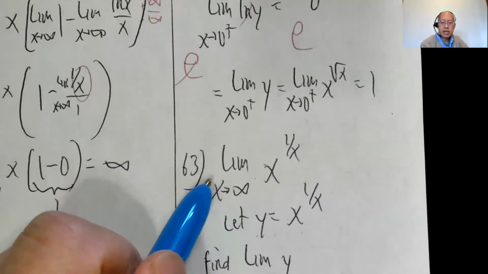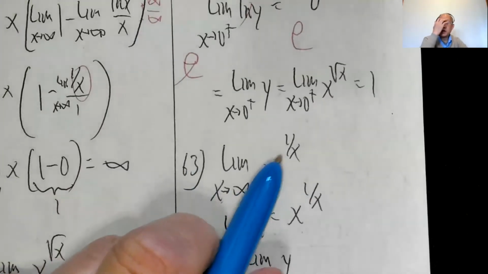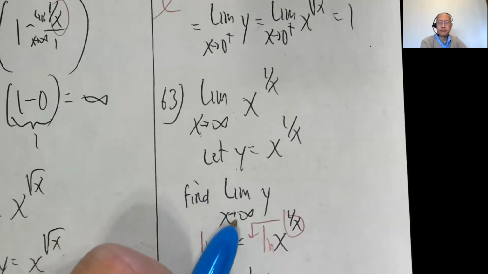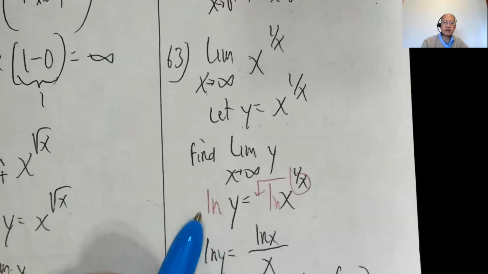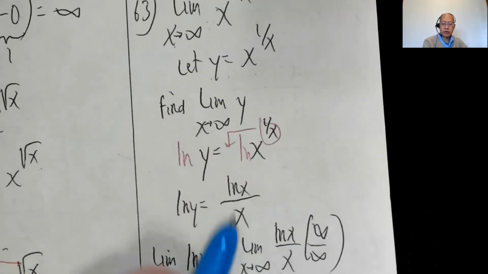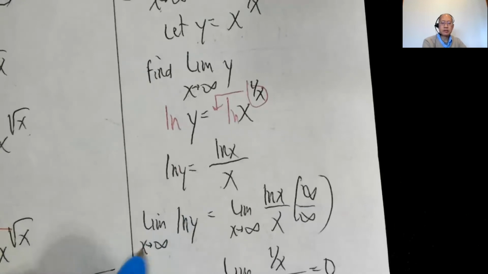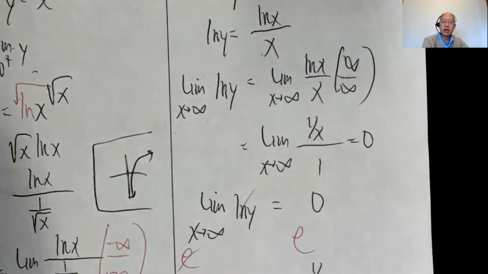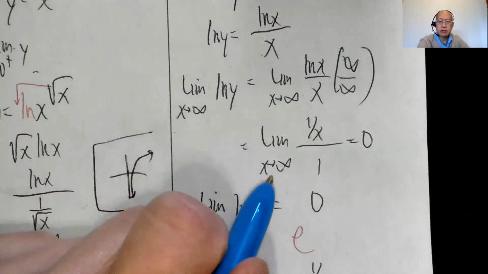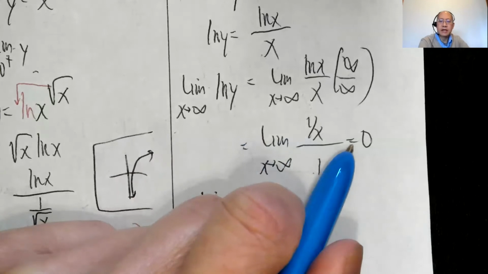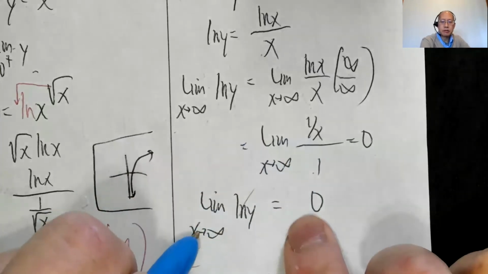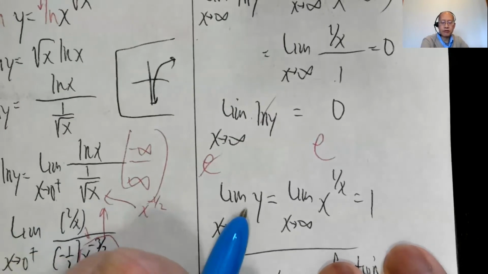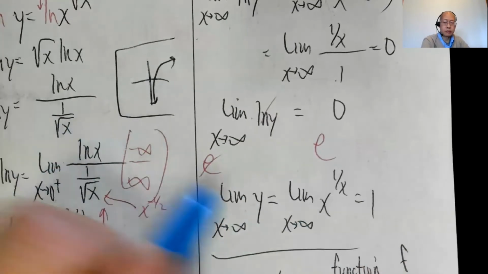63. Limit as x approaches infinity of x raised to the 1 over x. Same strategy, call this y. So you're looking for limit x approaches infinity of y. Take the ln of both sides. 1 over x comes down, which means I can write it like that. Limit x approaches infinity of ln y. Limit x approaches infinity ln x over x. That's infinity over infinity. L'Hopital's rule applies. Limit x approaches infinity of 1 over x divided by 1. That's 0. So I have the limit as x approaches infinity of ln y equals 0. Exponentiate. So limit as x approaches infinity of y, which is ultimately what I'm looking for, is equal to 1.